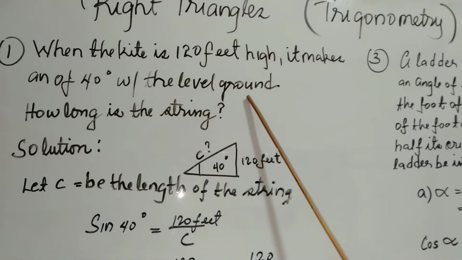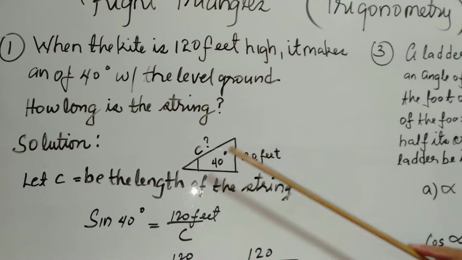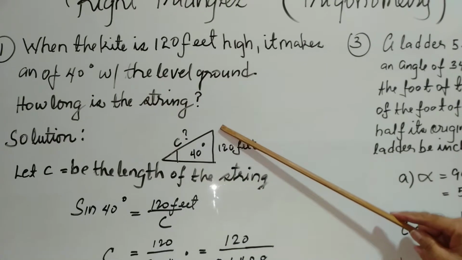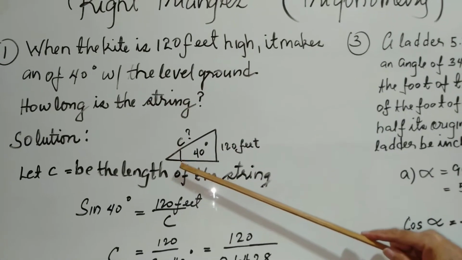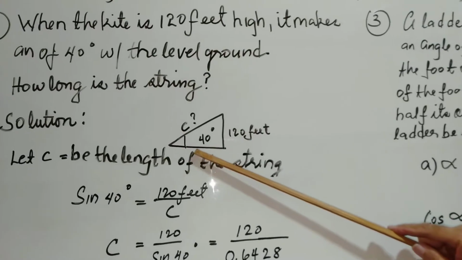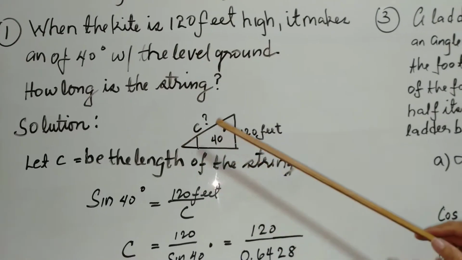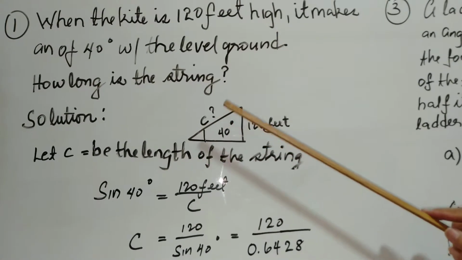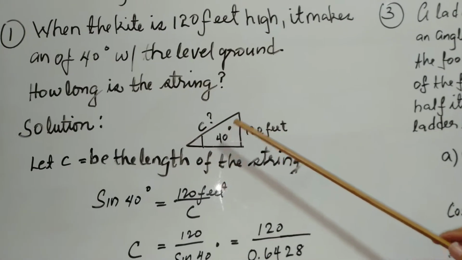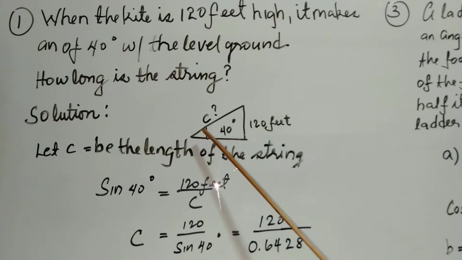So when we have this figure here, the kite is here, the angle of elevation is 40 degrees with the level ground. This is the ground. How long is the string? The string is represented by the variable c. So let's find the length of the string.